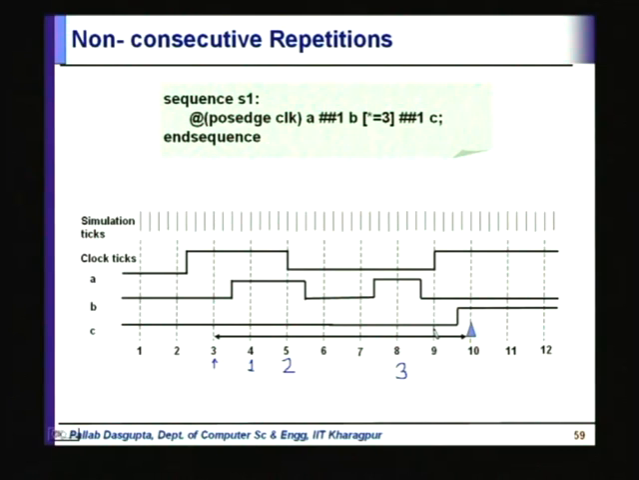So, if we had the go to repetition, we would have said that this is an error, but for non-consecutive repetitions we wait until we get the C, and at this point you say that the property has matched, right.